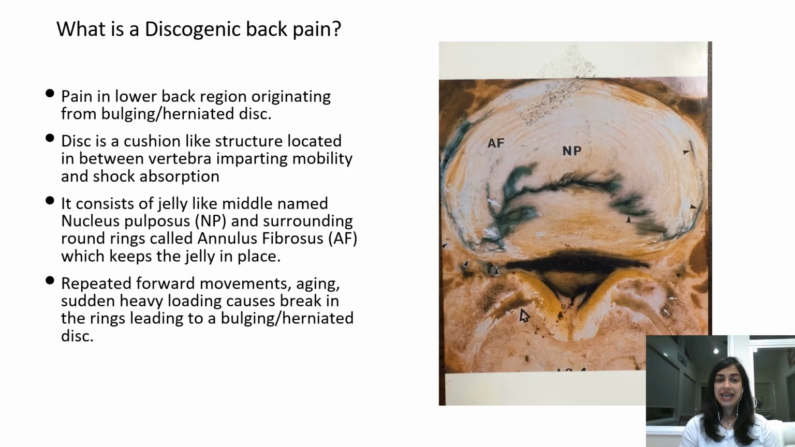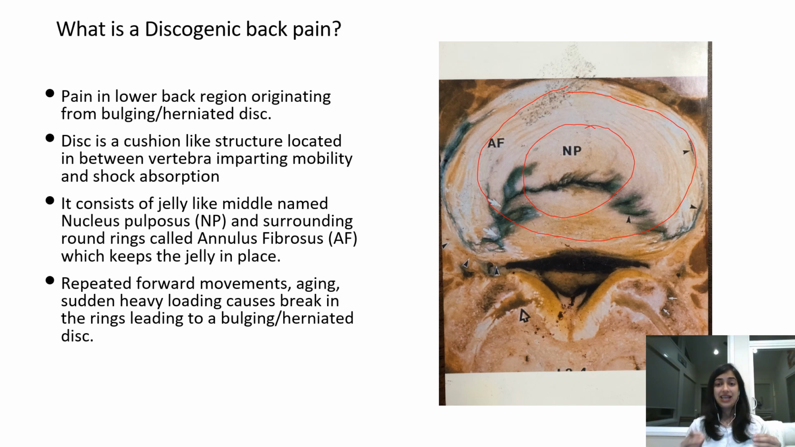Alrighty, so let's take a deeper dive into what the disc actually is and what its function is. If you look at the picture here, your disc basically contains an inner jelly-like material called the nucleus pulposus and the outer rings called the annulus fibrosus. This whole structure is sandwiched between two vertebral bodies, and its main function is to impart mobility to the spine as well as provide some shock absorption.